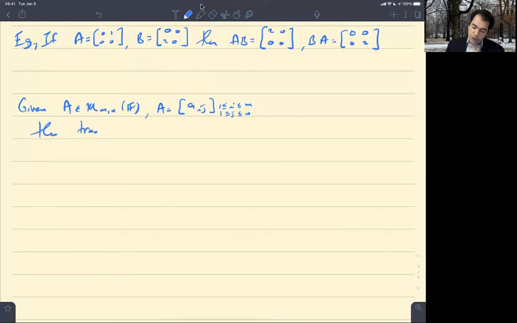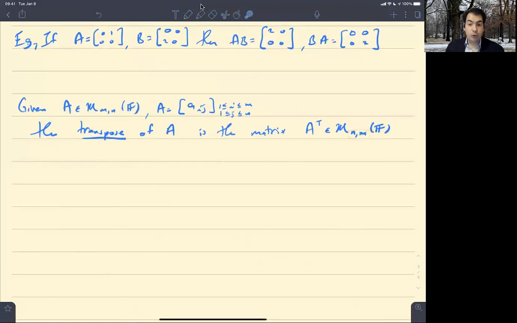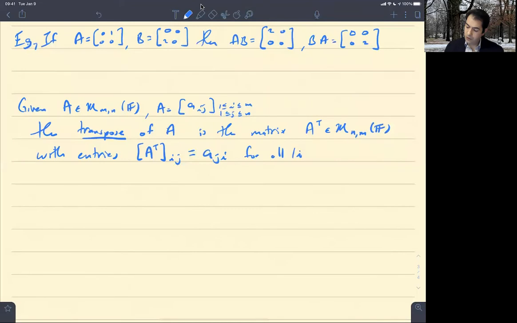then we define the transpose of A as the matrix A upper T of size n by m. So notice that here we had m by n, and here we're going to have n by m. So we're switching the two indices. And that's how you find the entry. So the ijth entry of A transpose is the jith entry of A, for all i between 1 and m and j between 1 and n.